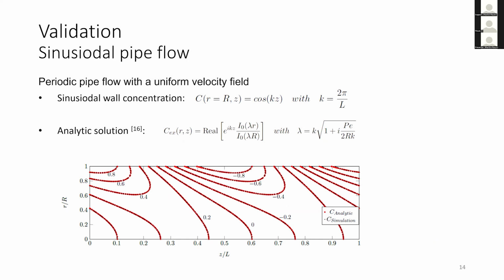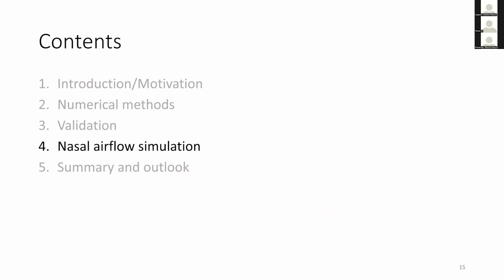Same for the sinusoidal pipe flow, which is a periodic pipe flow with a uniform velocity field. This is the radius and this is the axis of the pipe. We have incoming flow and a wall concentration imposed at the wall. And again a good agreement between the analytical solution and the solution by our solver. After this, we came to the flow simulations.